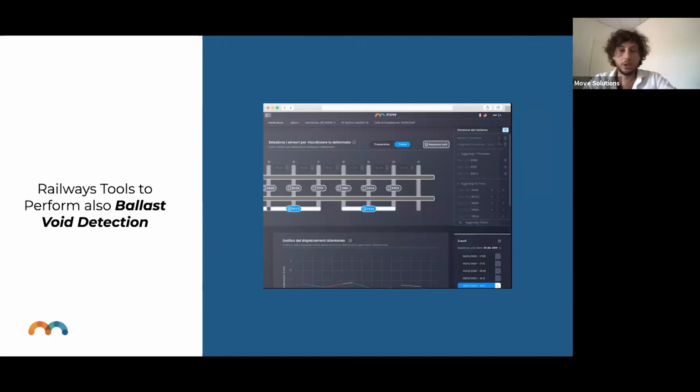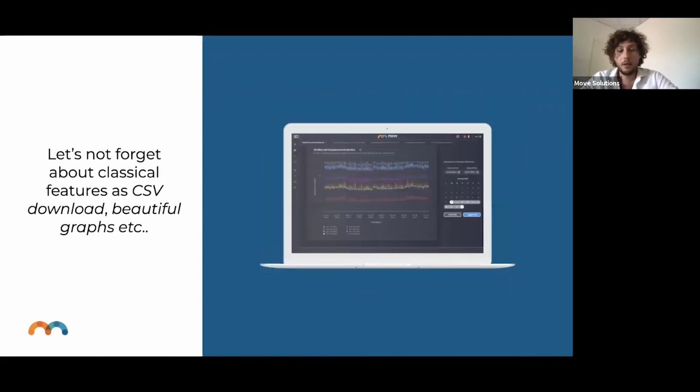There is another tool, which is the railways void detection. It's a tool that is, of course, not about bridges, but it's something that you might need in the railways market to perform the analysis needed. And of course the classical graphs, beautiful graphs, CSV, and other things.